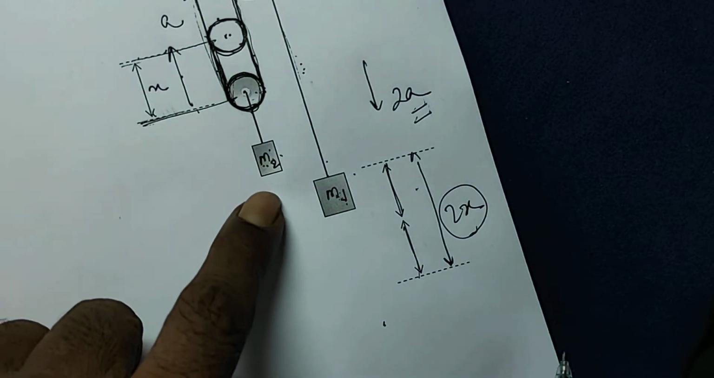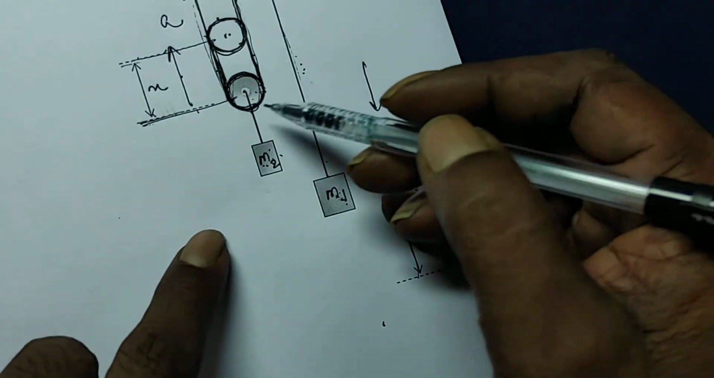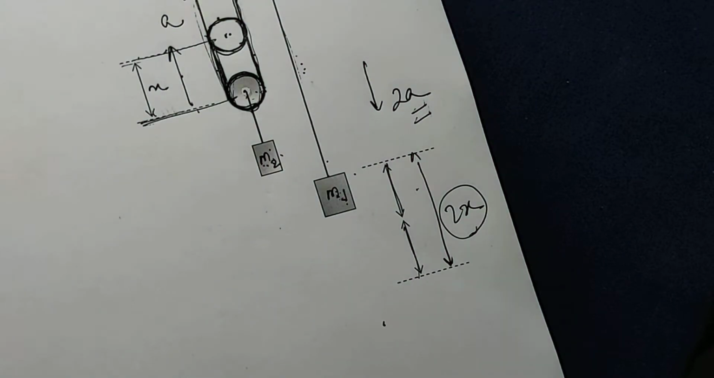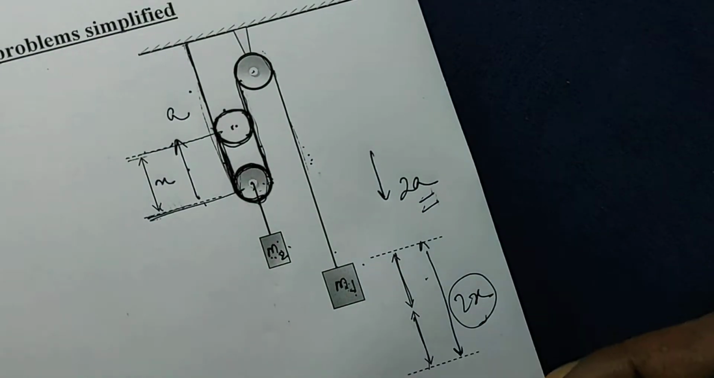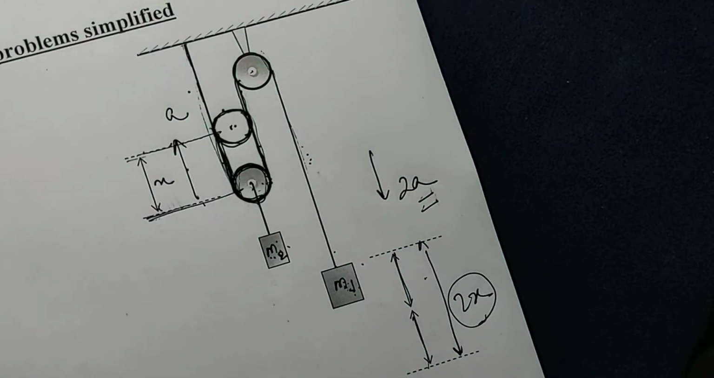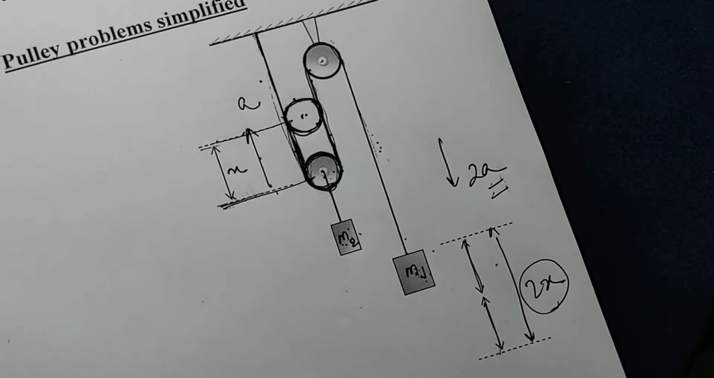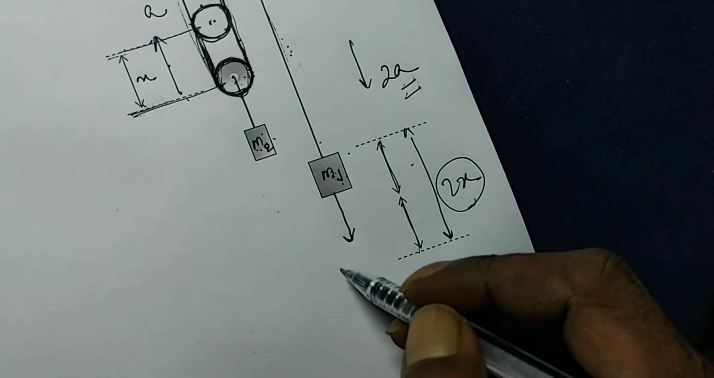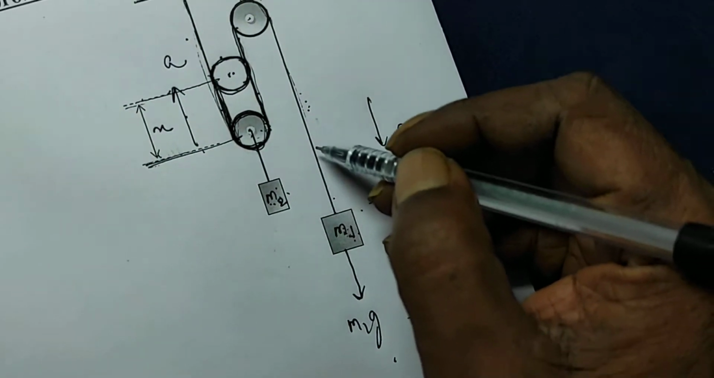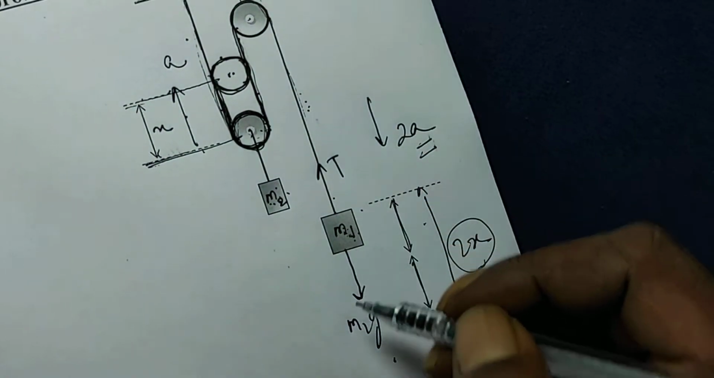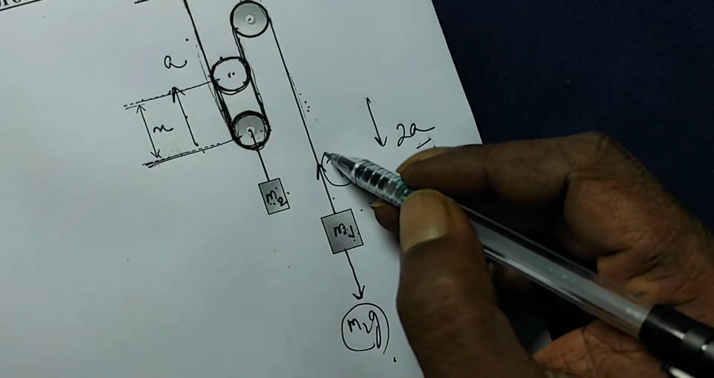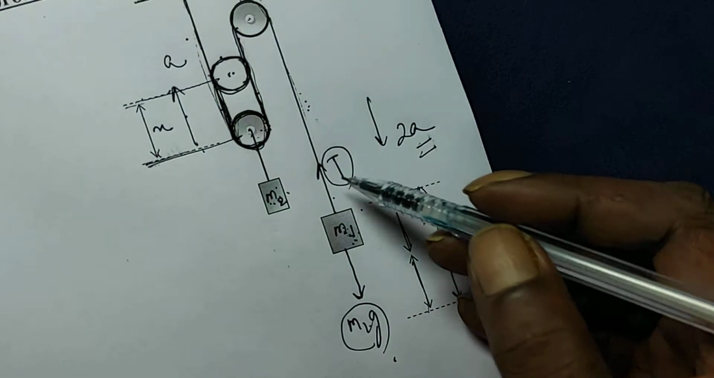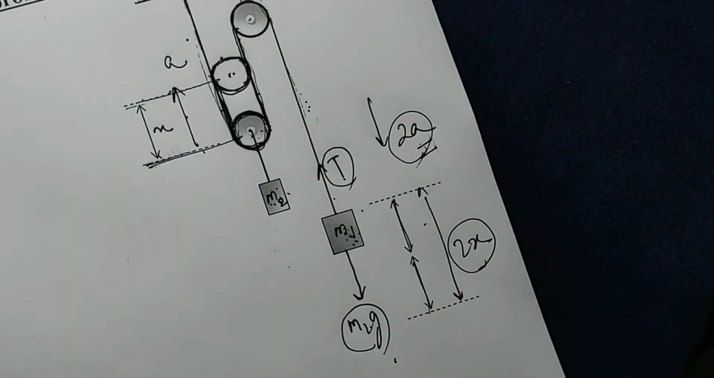Similarly, if this comes down and this goes up, then its acceleration will be A to this side and its acceleration will be 2A to this side. In this situation, I have taken M1 falling down because M1 is heavier than M2. Now let us write the equations and solve it. So its weight is M1g. Here is the tension T, and this is coming down. M1g is exactly opposite to this. So the net force on this will be M1g minus T. That will be its mass times acceleration.